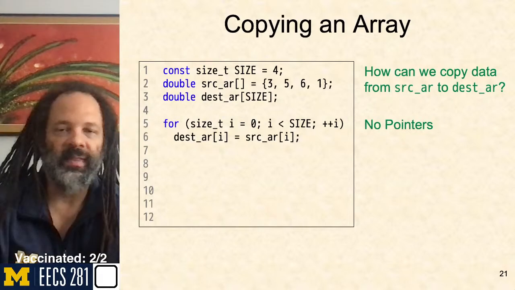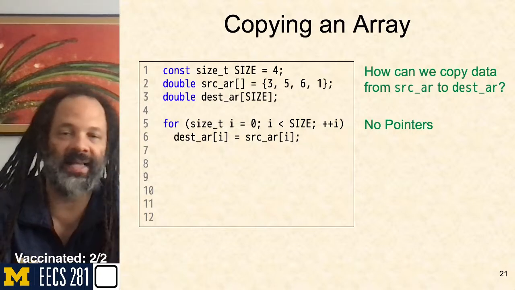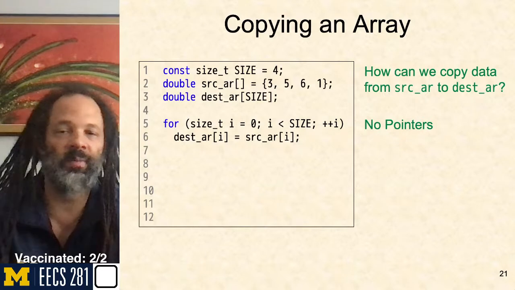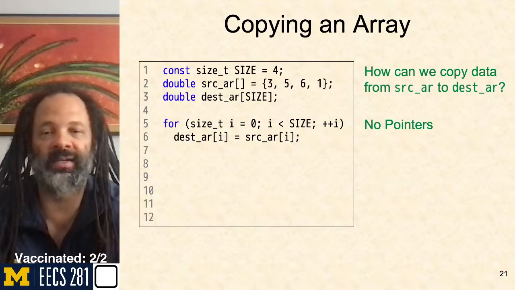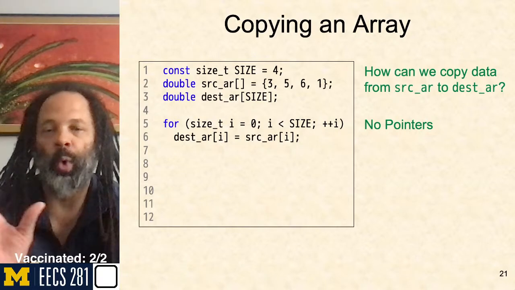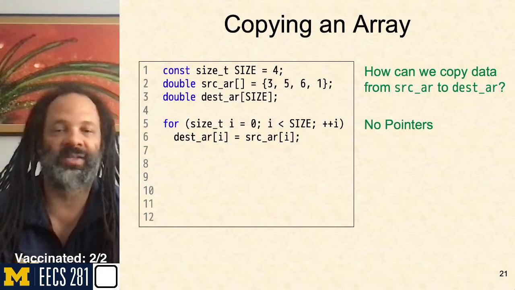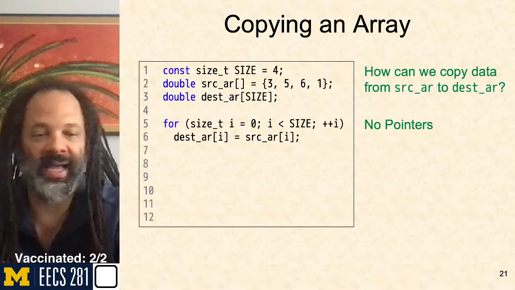This is a nice for loop way to do things. We know ahead of time how many there are. There's size of them. I can use this really nicely written for loop, I equal to 0, I less than size, plus plus I. That's great. No pointers involved. I just say what's in destination array at I should be equal to what's in source array at I. This is a straight up for loop array copy.